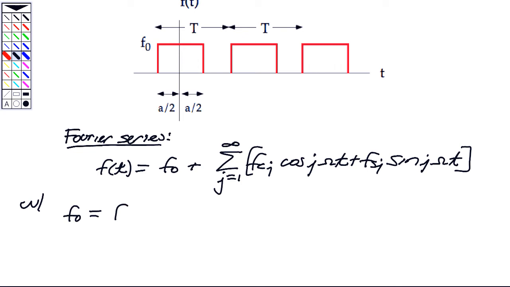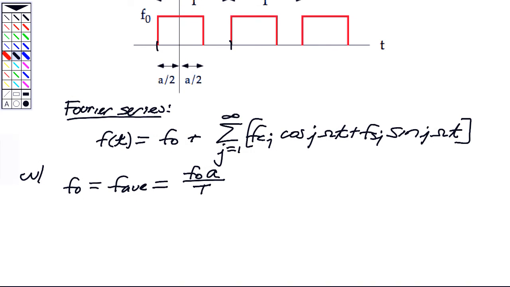F naught, as we saw, was equal to the average value of f. So if we look over one period from here to here, the area under the curve is going to be f naught times a. The period over which it acts is T. So that's the average value. We could do the integration. I would ask you to do so to check it out. But we're going to get that value, which is the average value of f over one period of T.